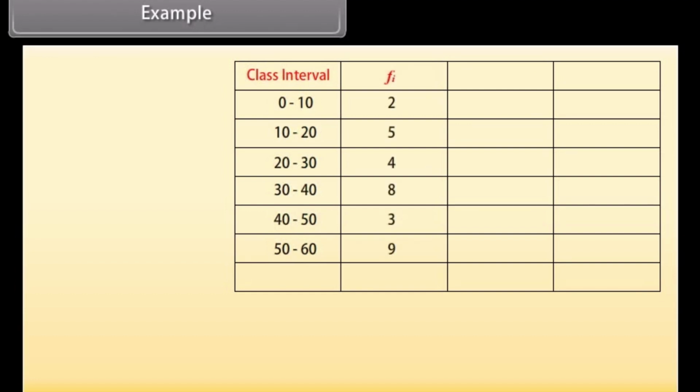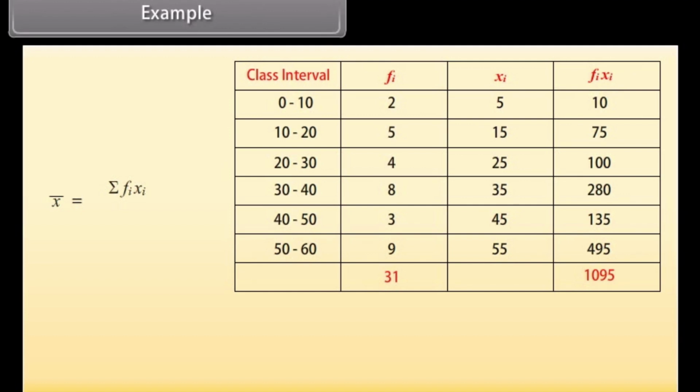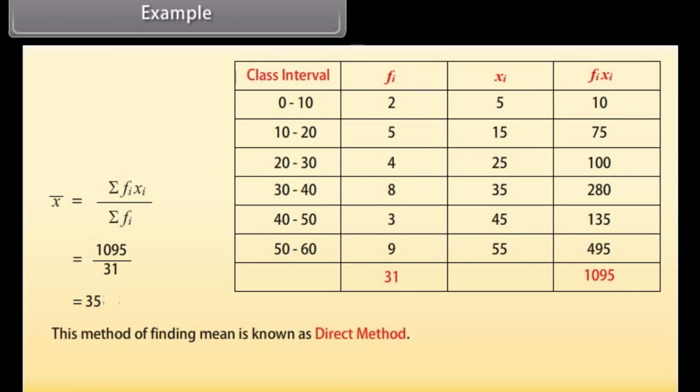The sum of the frequencies is 31. And then we have written the class mark for each class interval and denoted them as xi, and then found the product of fi and xi. And finally, we find the mean using the formula x bar equals summation of the product fi and xi divided by summation of fi, which equals 1095 by 31, which is equal to 35. This method of finding mean is known as direct method.